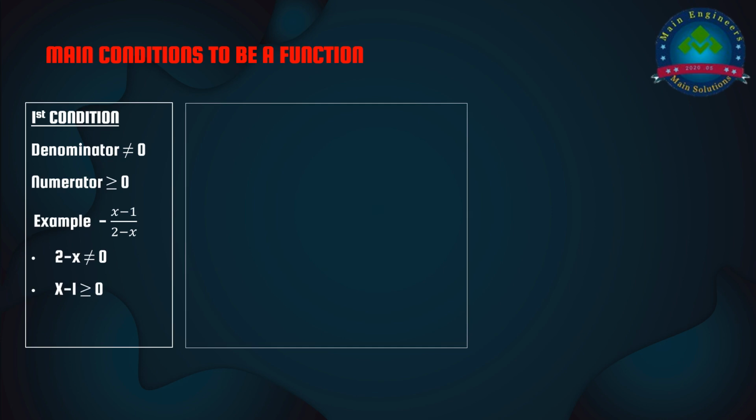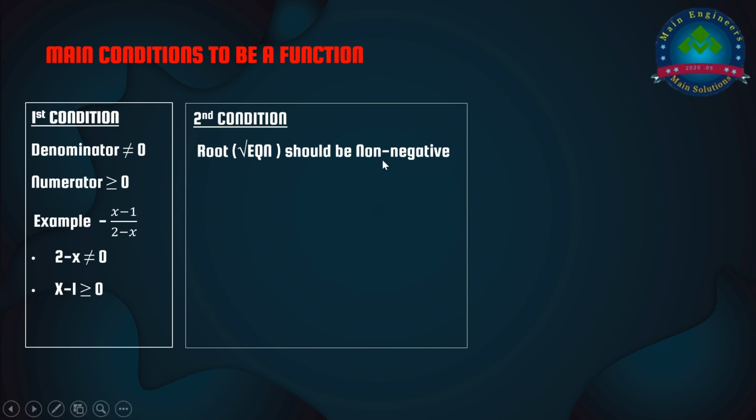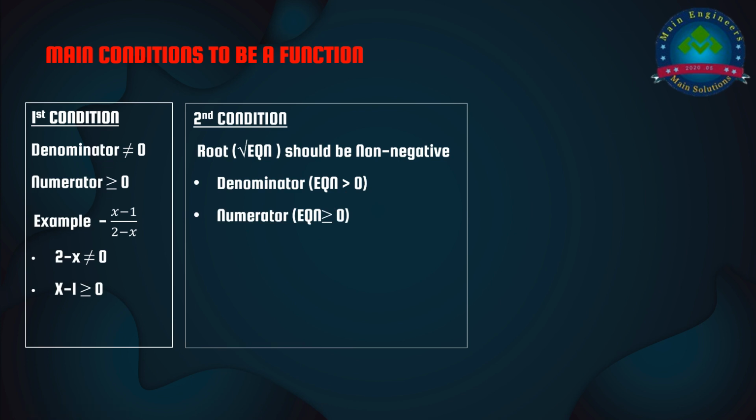So let's come to the second condition. Always remember, the root should be non-negative. For real solutions, the expression under the root has to be non-negative. So if the root is on the denominator side, then the expression should always be greater than 0. If the root is on the numerator side, then the expression should always be greater than or equal to 0. Let's give an example to clarify both statements.